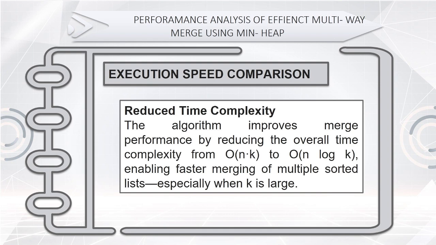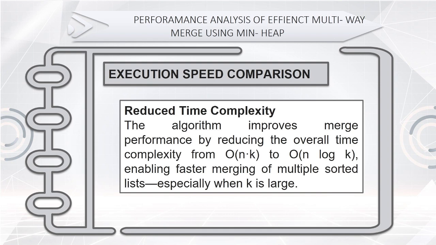So what is a multi-way merge? It refers to the process of combining several sorted lists into a single sorted list. While time complexity is a measure of how the execution time of an algorithm increases as the size of the input grows.